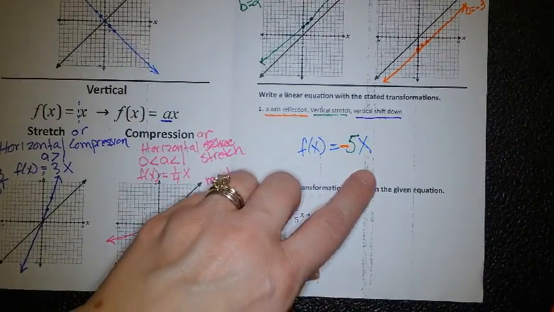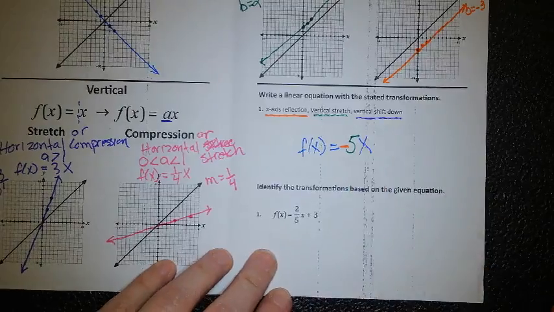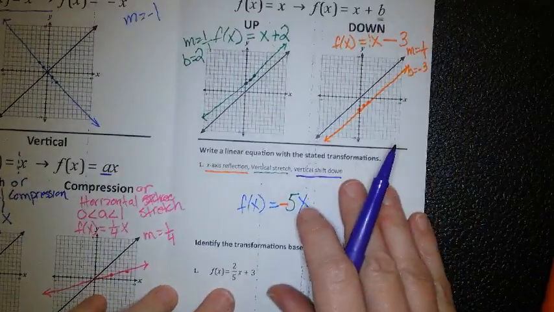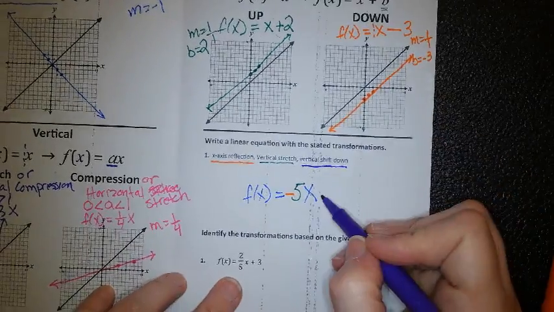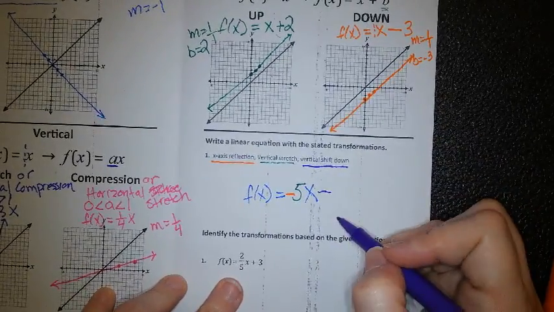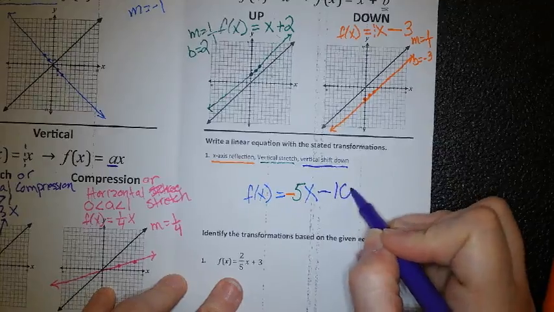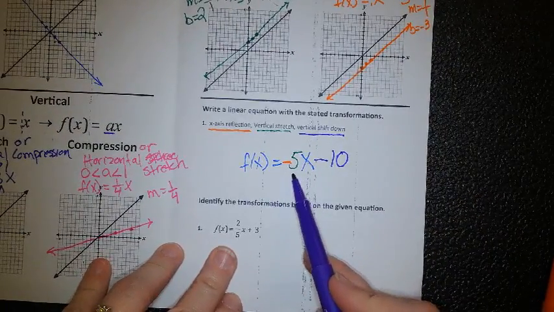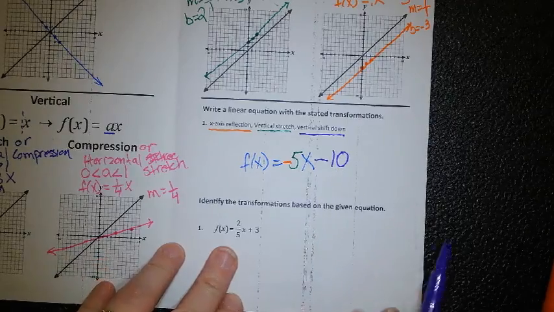I have negative 5x, but I also have to have a vertical shift down. So in order to shift down, I need to subtract a value. So maybe I want to shift it down 10 units. So there I have a reflection, a vertical stretch, and a vertical shift down.